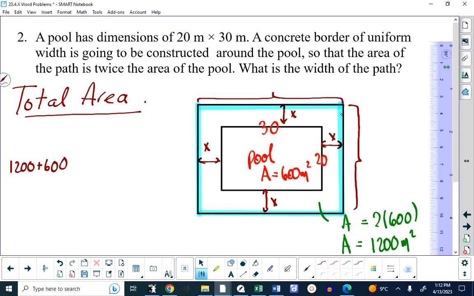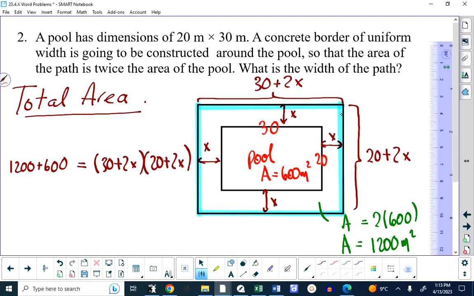Well, the length is 30 plus 2x. It's 30, and then you have to add x on the left of the pool and x on the right. This is 20 plus 2x. And now what we have is that 1,800 is 30 plus 2x multiplied by 20 plus 2x.